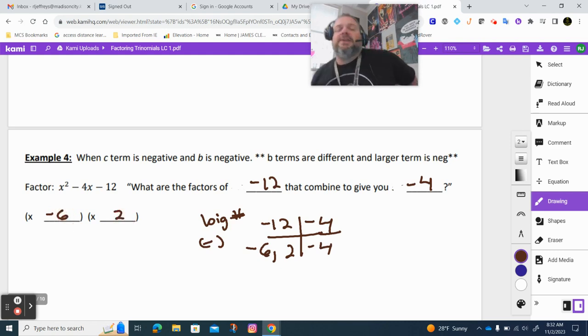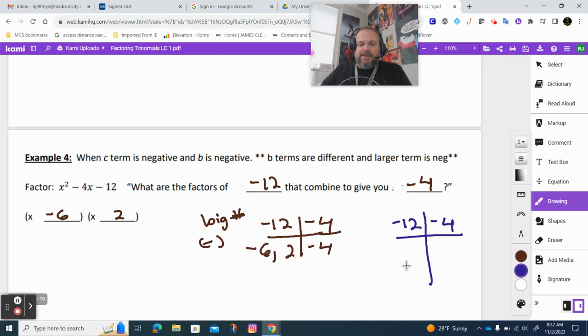Now, I have some students that will do this. They'll go like this: 12, 1, 6, 2, 4, 3. They will list every single one of them, then put the sign, and then check them with their calculator. Is there anything wrong with that? No. That's just how they operate.